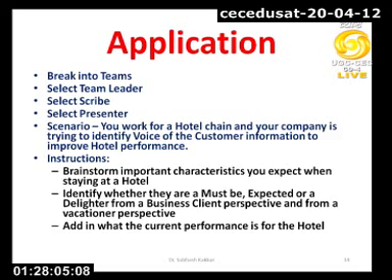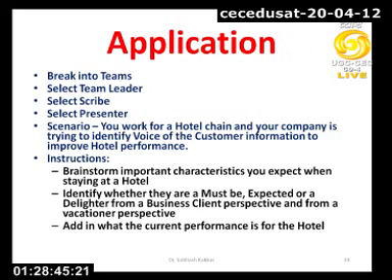Application: break into teams, select team leader. How to go about the Kano model? First, break into teams, select team leader, select scribe. Scribe is who is going to record the minutes of the meeting. Select presenter. Scenario: you work for a hotel chain and your company is trying to identify voice of the customer information to improve hotel performance. Customer will give his requirements, his needs and his wants, and those will be recorded as voice of customer.